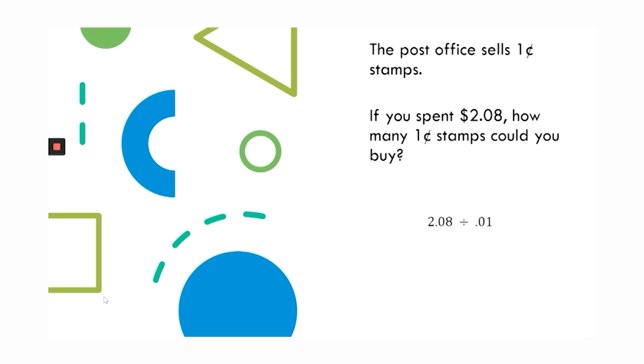For your expression, you should have 2 and 8 hundredths divided by 1/100th, because a penny is 1 out of 100 that makes the whole. Okay, and your equation, 2 and 8 hundredths divided by 1/100th equals 208 stamps. You could buy 208 stamps with $2.08 if the stamps each cost 1 cent.